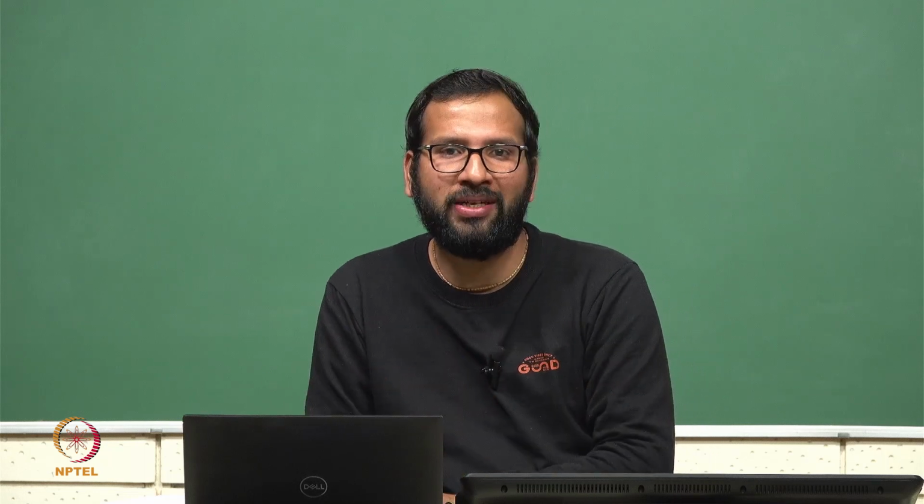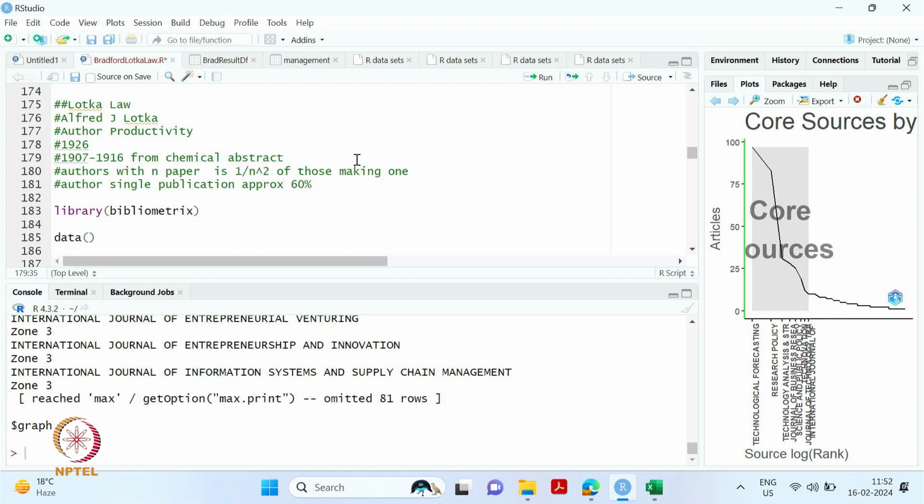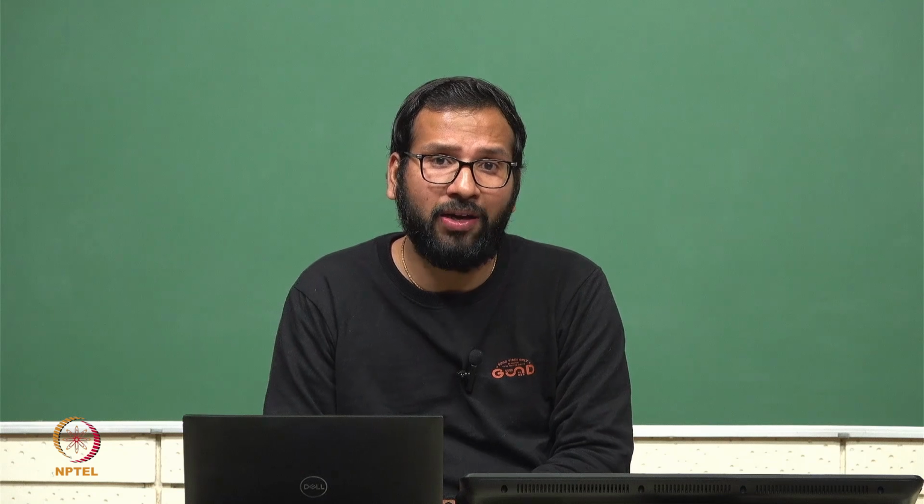Now we will discuss the second law, which is Lotka's law. Lotka's law is another popular law of scientific productivity. It was given by Alfred J. Lotka, who studied author productivity. What he found is that the number of authors making n publications is about 1 by n square of those making one, and the proportion of all authors making a single contribution is about 60%. We'll see how we can compute Lotka's law in R.